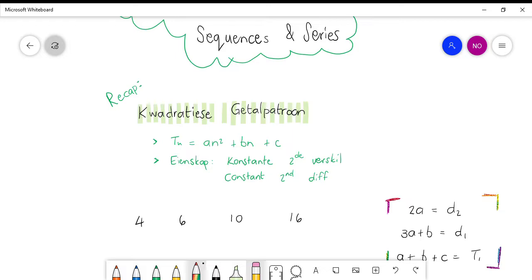So, ek wil gou saam met julle hierdie ene deurgaan, net 'n paar vragies van hom uitwerk. And then I'm going to give you one to attempt on your own. Okay.